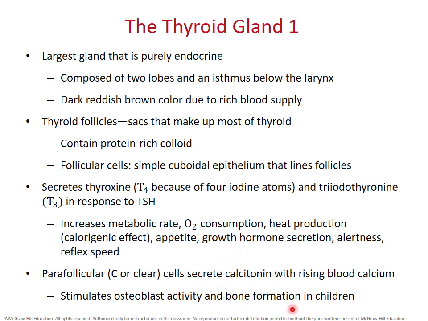Calcitonin, also remember, is most active in children because that's when the skeleton is growing the fastest. In adults, calcitonin doesn't really play too much of a role. It plays a minor role in blood calcium regulation, but it's most important in children when the skeleton is growing at its fastest.